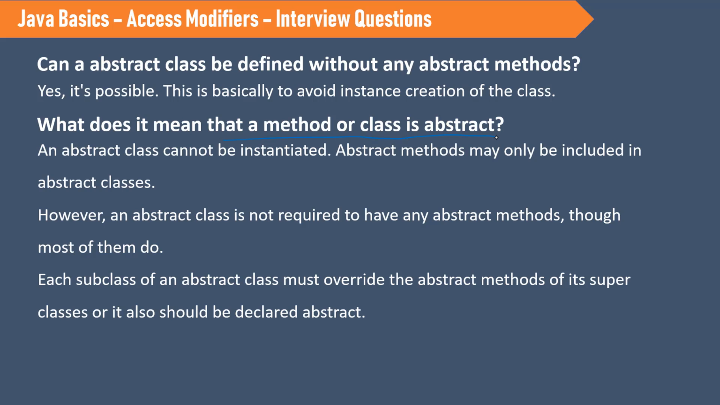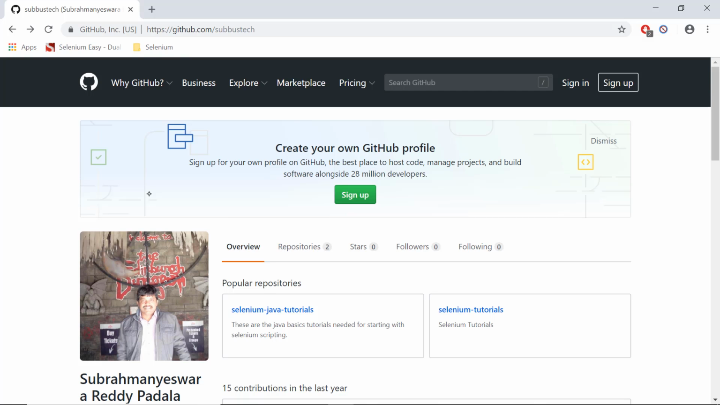What does it mean by a method or class is abstract? If a class is abstract, that means we cannot create an object for that. That means that class cannot be instantiated. And abstract methods can only be included in abstract classes. That means if a class contains an abstract method, the class also should be an abstract class. But if we declare a class as an abstract class, it may not contain any abstract methods. It can contain only concrete methods also. So in this video we have seen some interview questions on abstract classes and methods.